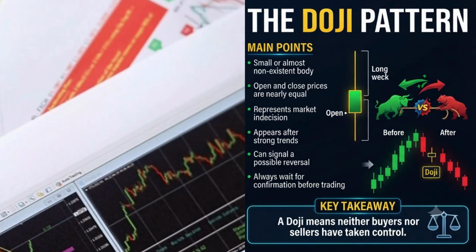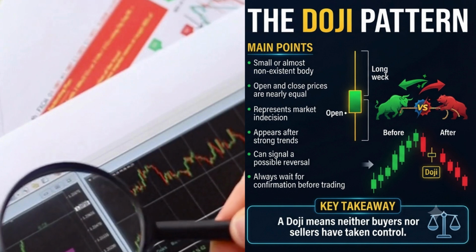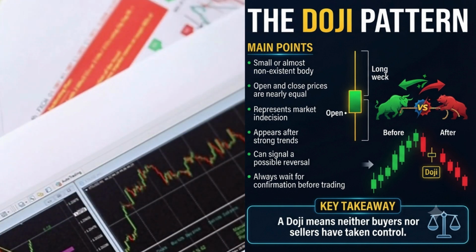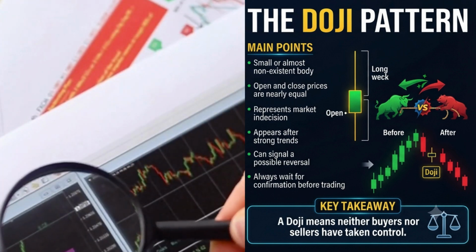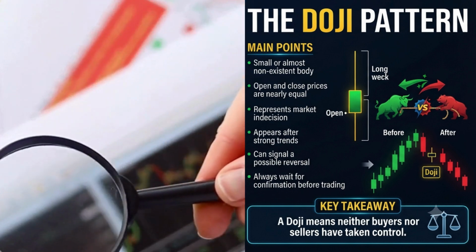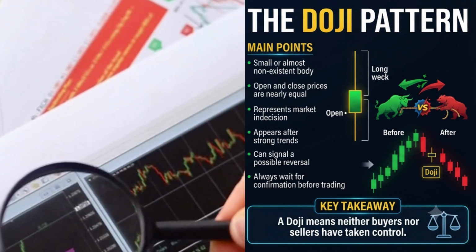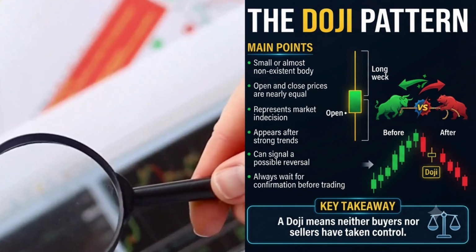The Doji pattern. One of the easiest candlestick patterns to recognize is the Doji. A doji forms when the opening and closing prices are almost identical. This creates a candle with a very small body and long or short wicks. The doji represents indecision. Neither buyers nor sellers managed to take control of the market. Both sides fought hard, but neither won. Imagine two equally strong teams playing a football match that ends in a draw. That's exactly what a doji represents.